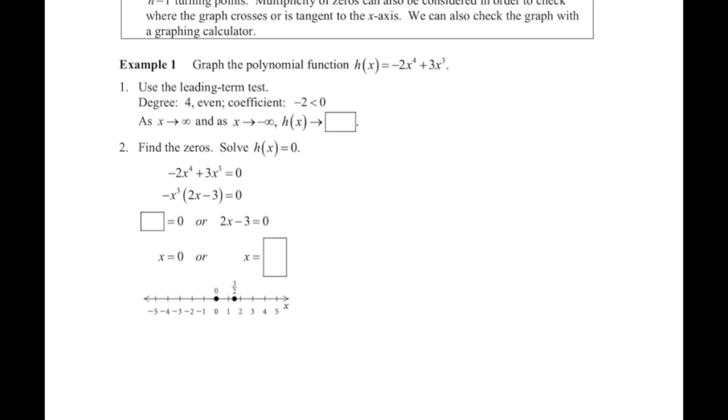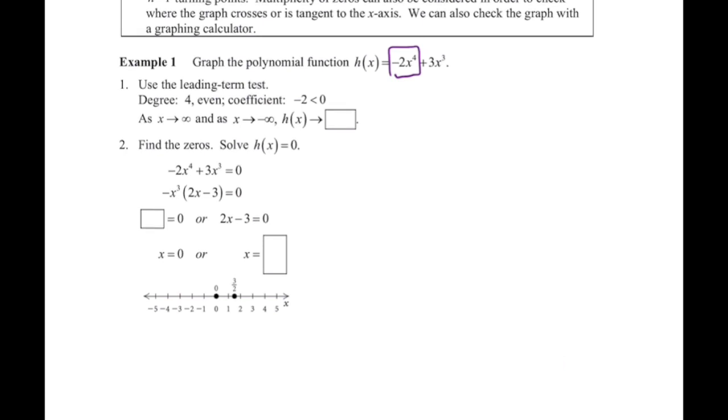So we can look at the leading term test to determine which way the front and the back of our function will go. Are they going to be going up? Are they going to be going down? One up, one down, and in which order? When I'm looking at negative 2x to the fourth, we have an even degree and a negative coefficient. This tells me, using our leading term test, that both ends are going to go down. We're unsure what's going to happen in between, but we're going to discover what that might be.